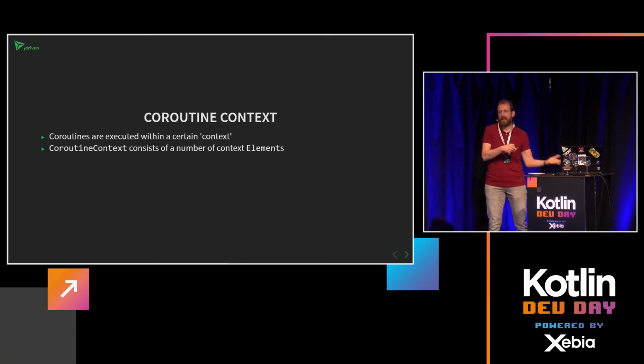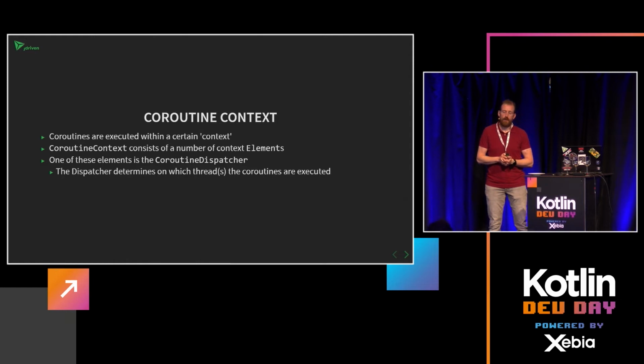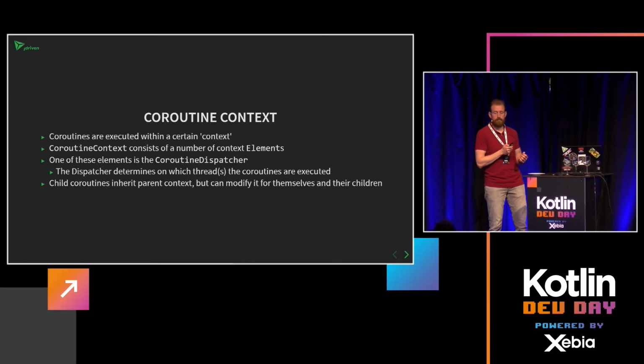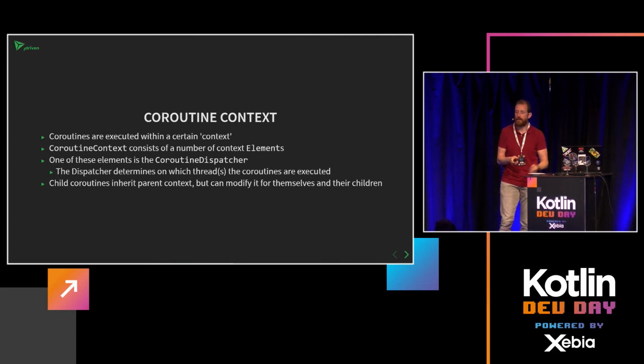The elements are basically the keys in that map. One of the elements that's always there is the coroutine dispatcher. And the dispatcher basically determines on which thread your coroutine is going to run. We can override that in the child coroutines called from a certain parent context. But if you override the context, it's only overridden from that point on. So if coroutine A calls coroutine B, and in B the context is modified, it's only modified for B and everything else that is called by B. But A still retains its original context. Again, very easy to reason about when reading the code.